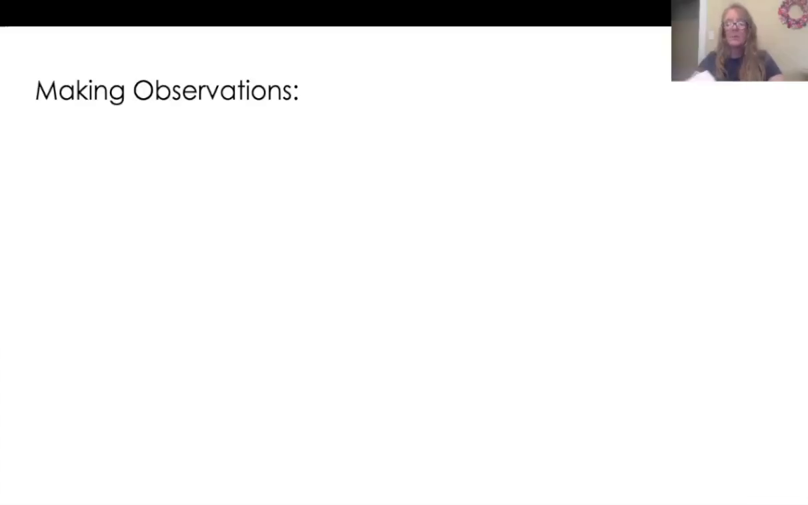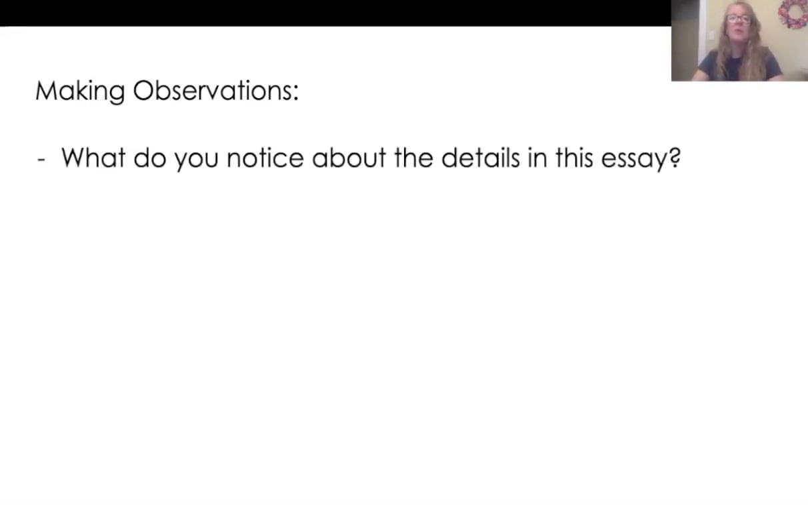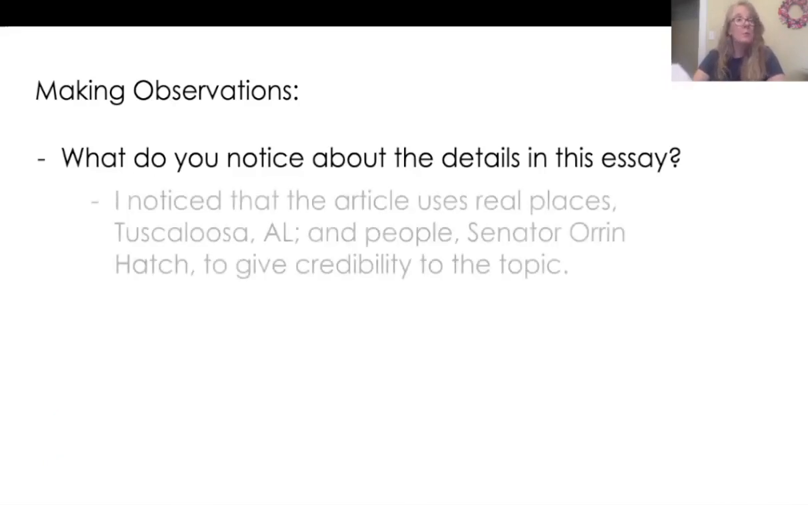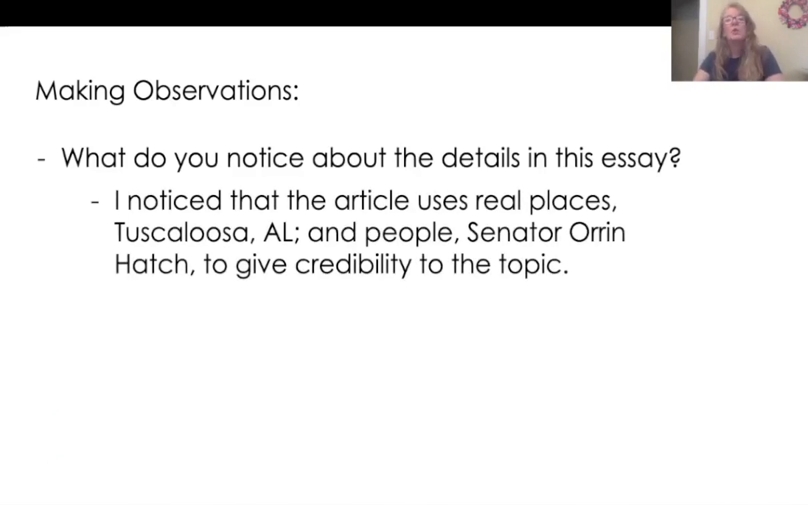So let's make some observations. We've got 2 questions there. The first one is, what do you notice about the details in this essay? Here's my response. I noticed that the article uses real places such as Tuscaloosa, Alabama, and people, Senator Orrin Hatch is a real person, to give credibility to the topic.